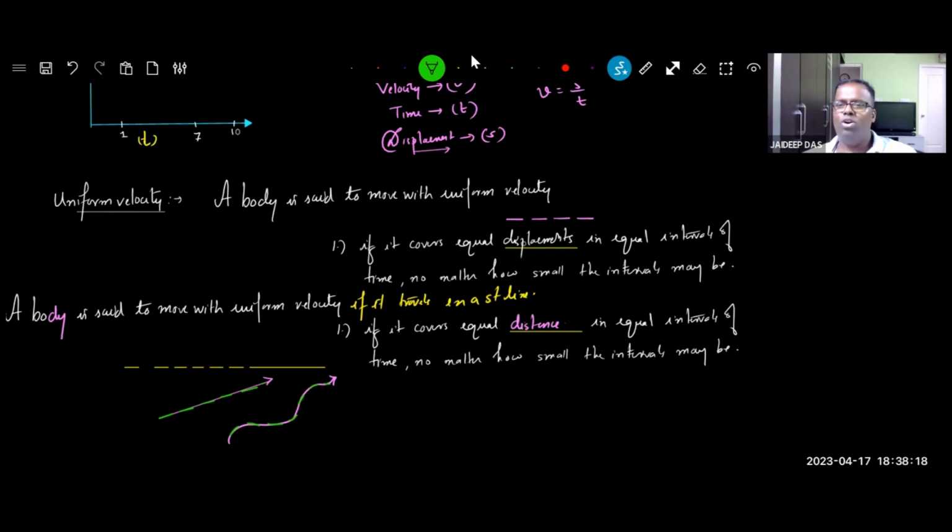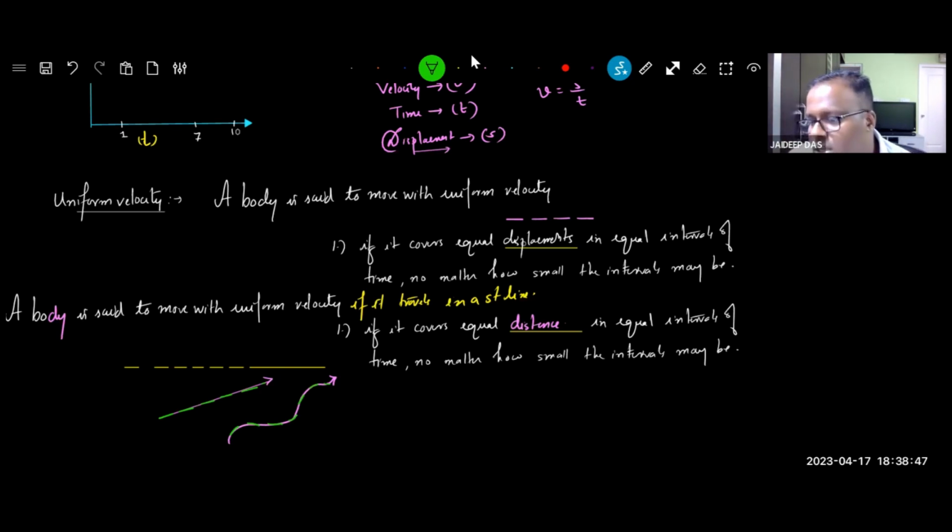ठीक है? और नॉन यूनिफॉर्म वेलोसिटी मतलब a body is said to travel with non-uniform velocity if it covers unequal displacements in equal intervals of time. Non-uniform velocity का मतलब ये नहीं कि distance हो जाएगा, वहां भी displacement है, but those displacements are not uniform. Do you understand? Non-uniform velocity does not mean that you are covering distances. You are still covering displacement.